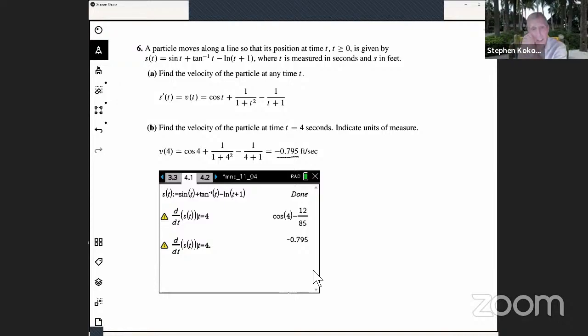And I have a calculator screenshot down at the bottom. I've started it out by defining my function s. And this was very interesting. I had actually forgotten about this. I haven't done one of these in a while. I took the derivative of s and evaluated at t equal 4. And son of a gun, the calculator gave me the exact symbolic answer, which is really interesting.